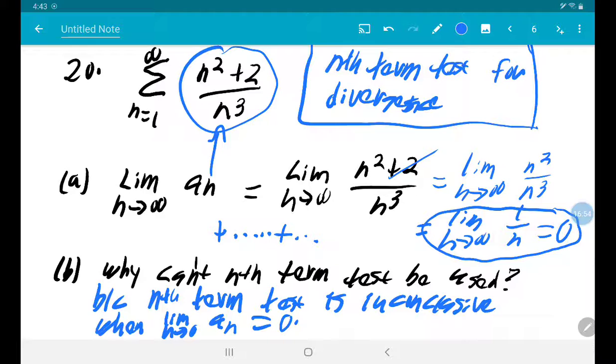Just because the limit equals 0 doesn't guarantee that it's going to converge. It might not. Just like the kid who does attend class every day, they may get a 5, they may not. There's more testing or more stuff involved in that.